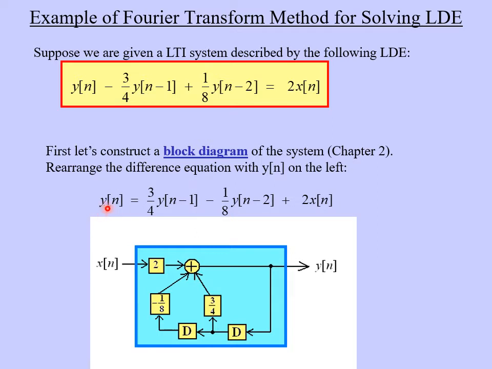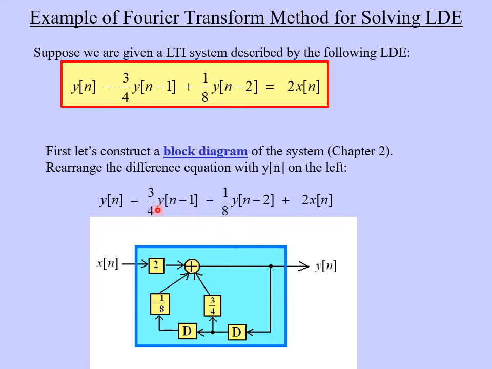The reason is that y of n, the output, is on the right, and here's the input x of n over here. The output is equal to this term plus this term plus this term. So we know we're going to have to add three things together to get the output. So here's our summer, our adder, this symbol here. Let's start with the easy one. We notice that the output is equal to 2 times the input. So here's the input, x of n. We multiply it by 2, and we send it into the adder.